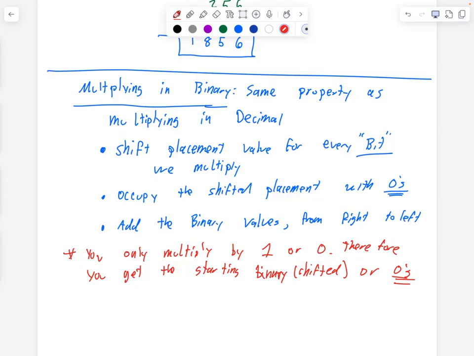All right, example. We're going to multiply 1011 times 110. I'm going to use color coding for this to help you. So I'm going to zoom in here.